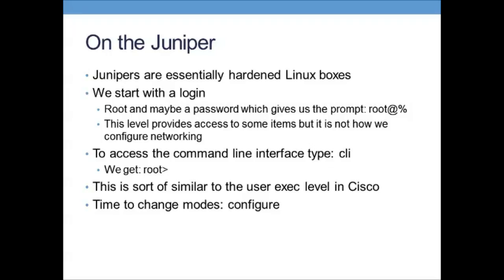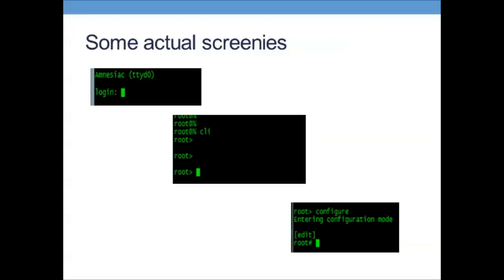In order to get to the command line interface, we're going to type CLI, and then that changes the prompt again, and at this point we can get a lot of our show commands. So this is very similar to user exec level. And then we're going to actually go into configuration mode by typing configure. And these are just a couple of the screenshots from going through that process. So that's exactly what we're going to do in our demo today.